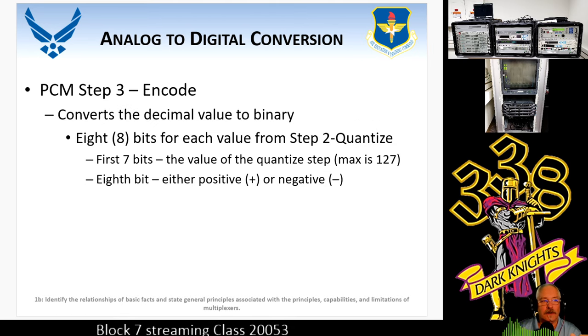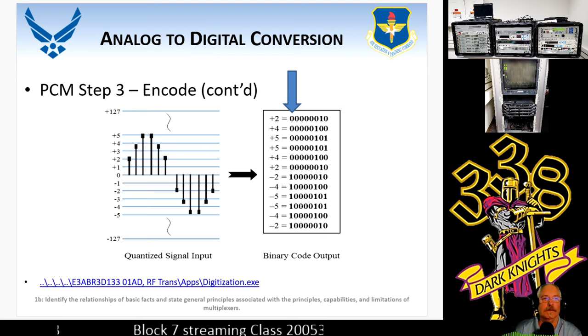So when we get to the third step, remember we talked 7 bits versus 8 bits. Well, here's where the eighth bit comes into play. You know that the table shows a positive and a negative. Well, that eighth bit is going to be reserved for whether or not it's a positive or negative. So those are the three steps. Let's take a look at how they encode them.